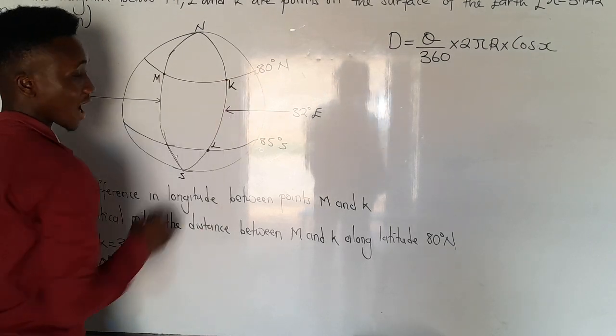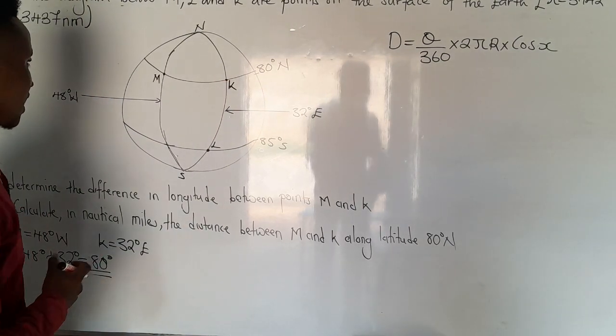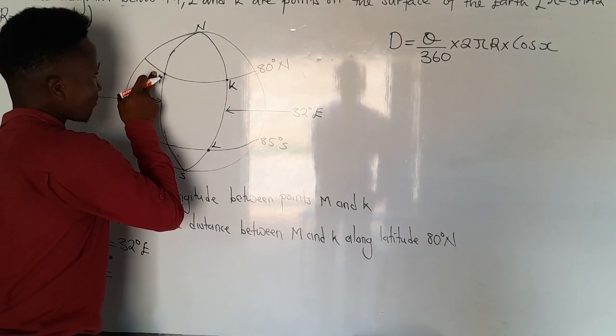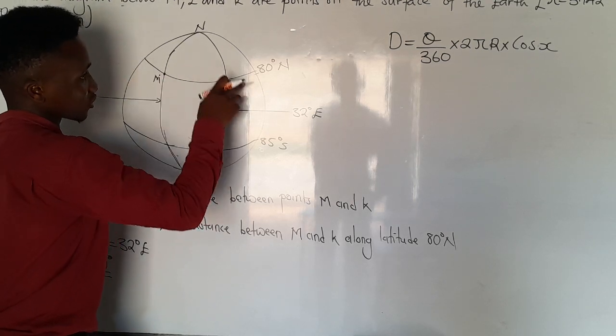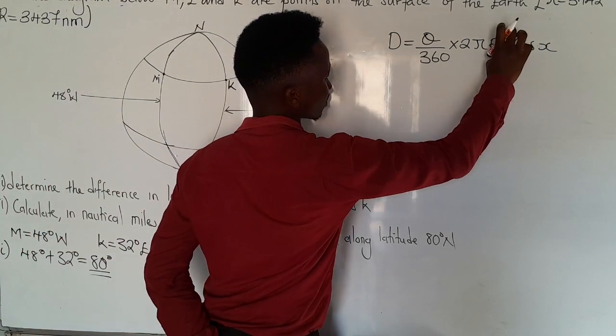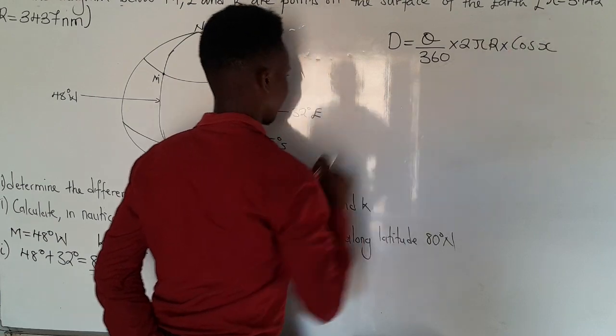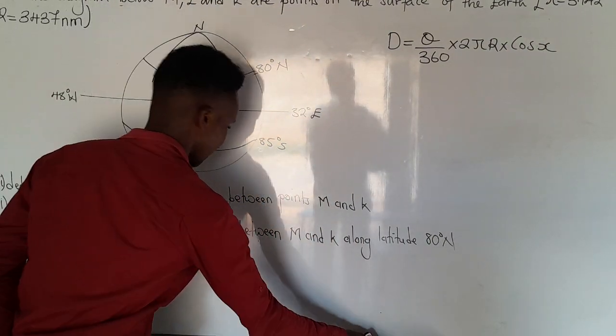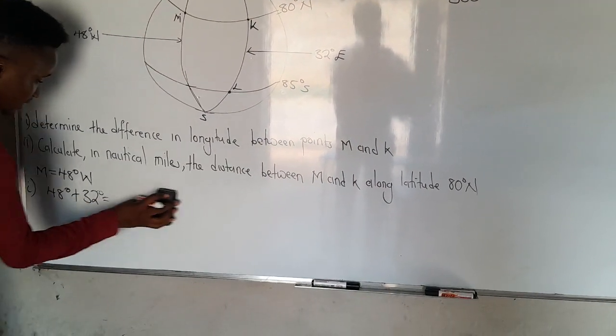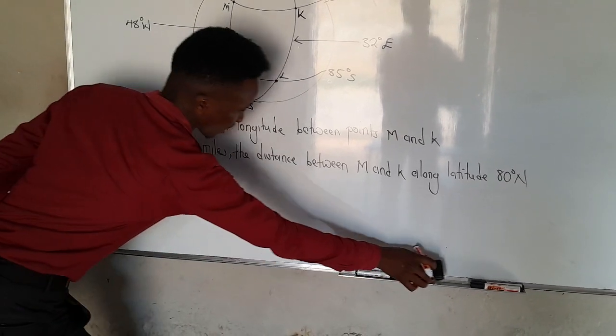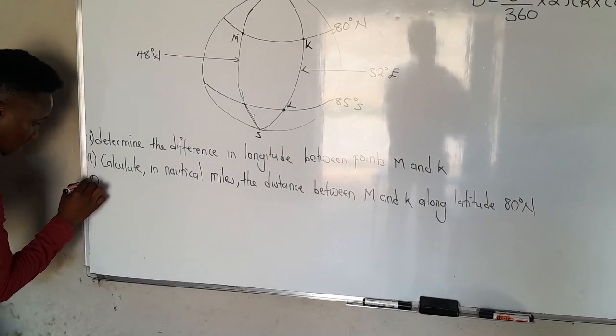M and K are on the same latitude. Okay, so since M and K are on the same latitude, this is the formula we use. We always multiply times cos x. So how are we going to find the distance now? Okay, so to find the distance between M and K, we are going to say distance.